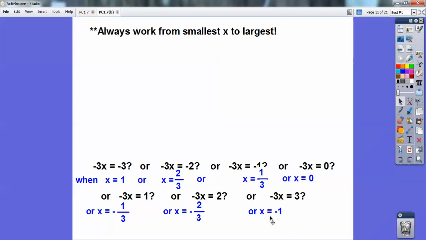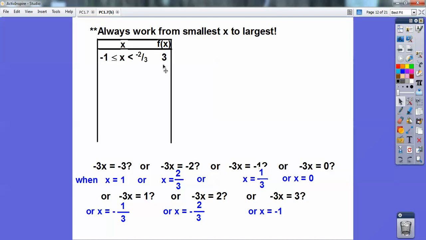So I'm going to use the interval x equals negative 1 to negative 2/3, and f of x equals this 3 right here. From negative 1 to negative 2/3, f of x gave me 3. And then it jumped to 2, from x equaling negative 2/3 to negative 1/3. When x equals negative 1/3 to 0, f of x jumped to 1, and so on.